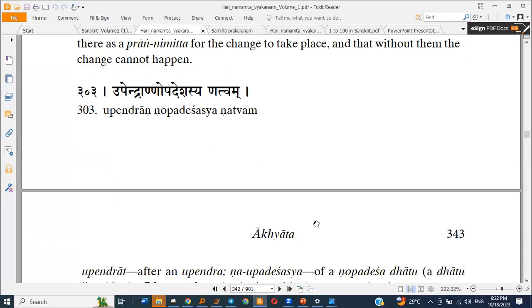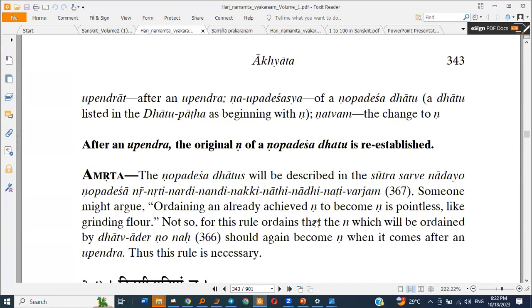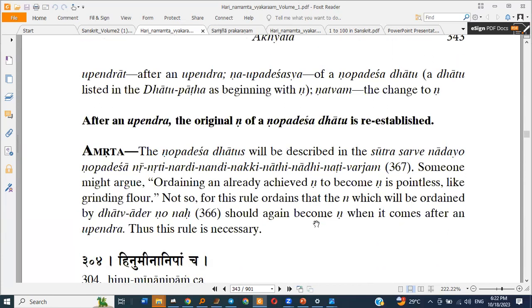Upendrat Nopadeshasya Ganatvam. After an Upendra, so Upendras we just studied, Pradaya Upendra Sangya Dhatu Yoga Techa Prak. So the 20 Upendras, the prefixes, when they're applied before the dhatus, they are called Upendras. So the original na of Anopadesha Dhatu is re-established. Now, what is this Anopadesha Dhatu?